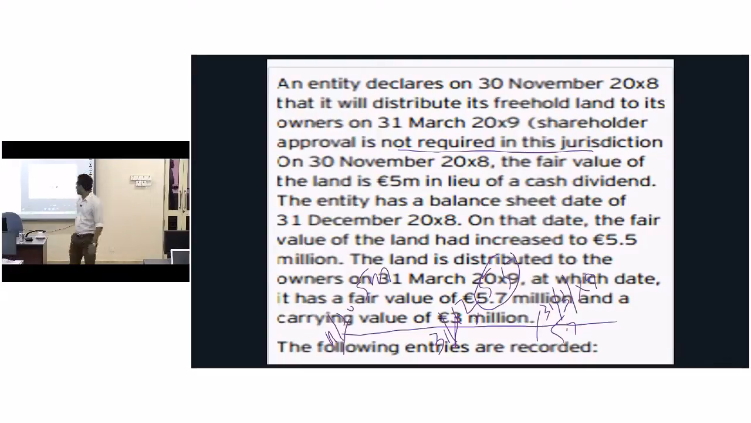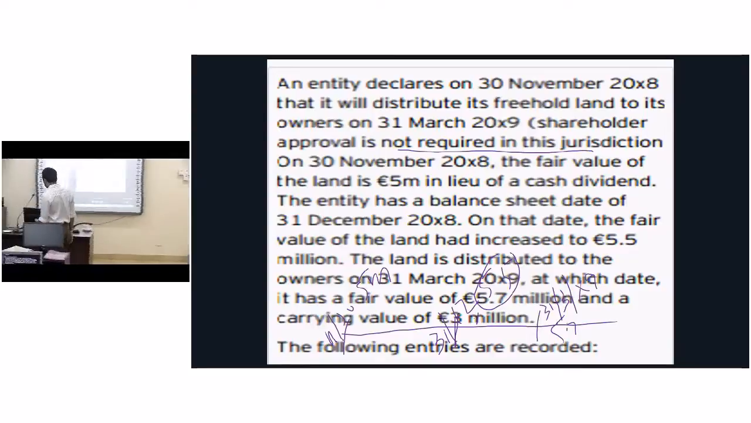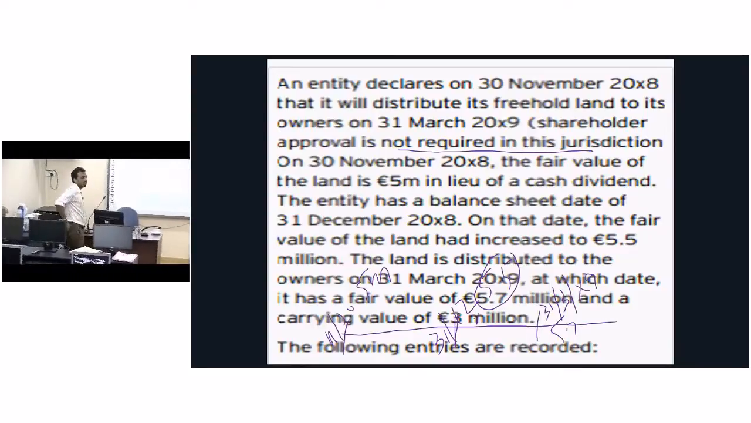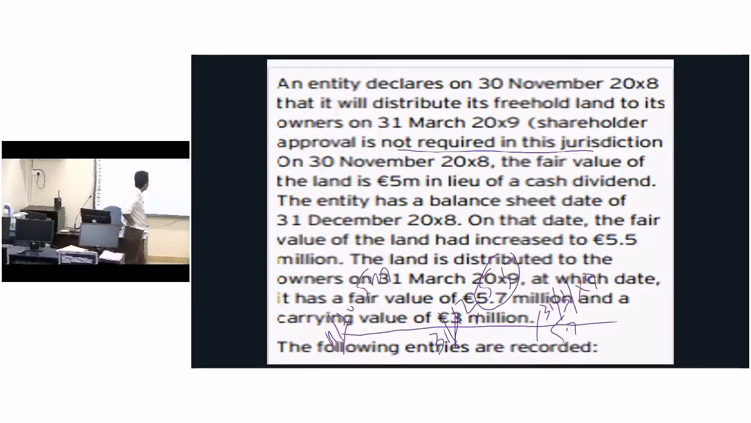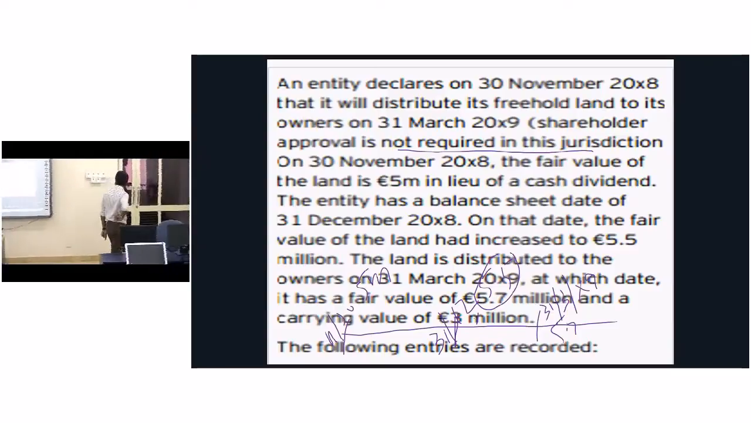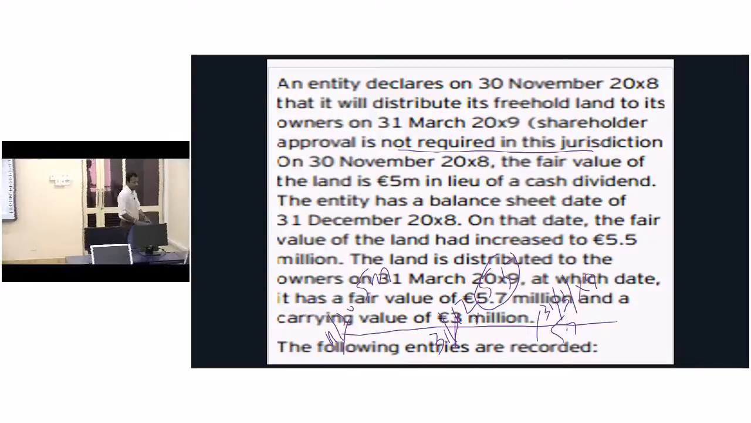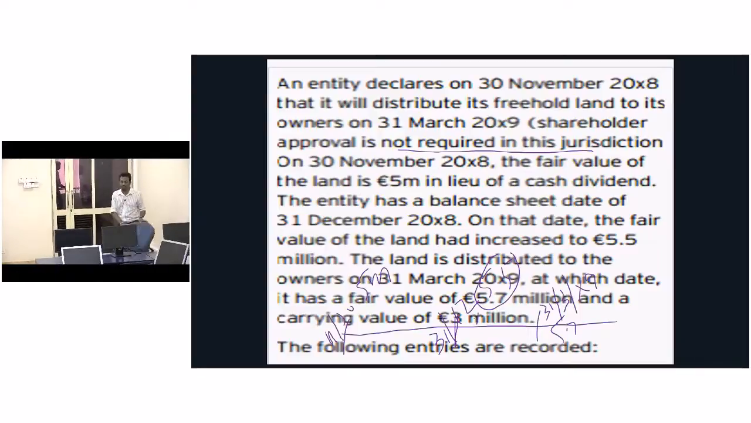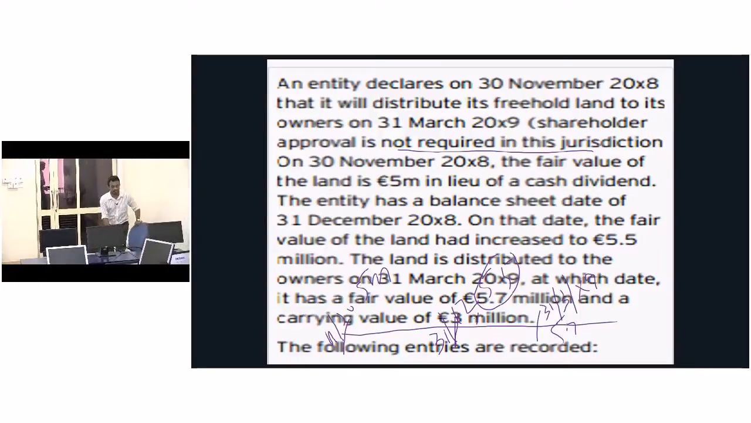This proposal was made on November 30th. On that date, the fair value of the land is 5 million. My year end is 31st December. On that date, my fair value of the land is 5.5 million. On the settlement date of 31st March 20x9, my fair value of the land is 5.7 million. But at the same date, the carrying value is how much? 3 million. Those are the figures. Hope you can understand now.